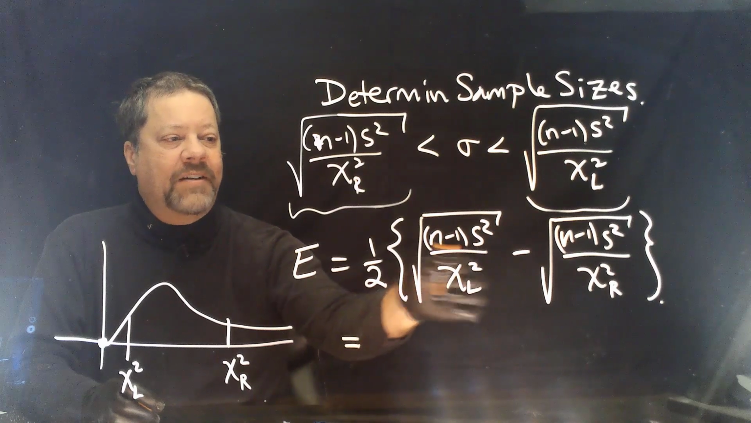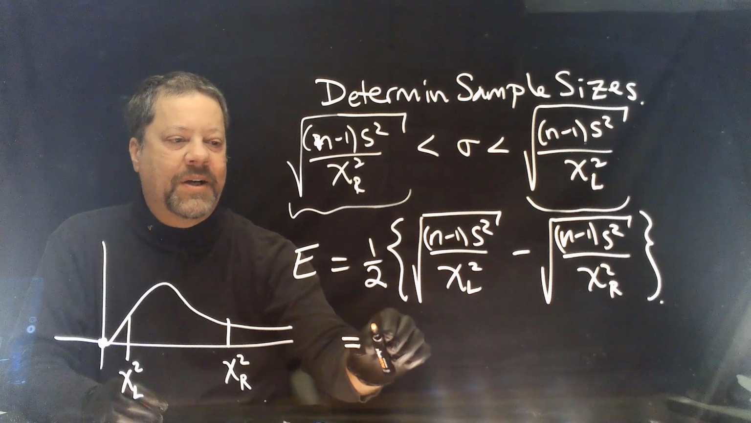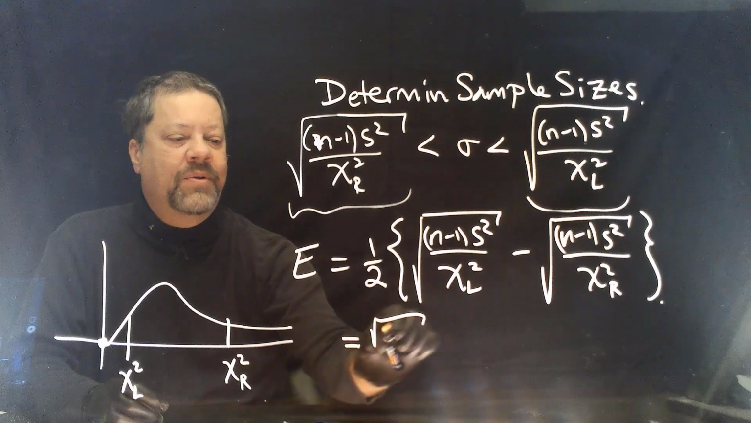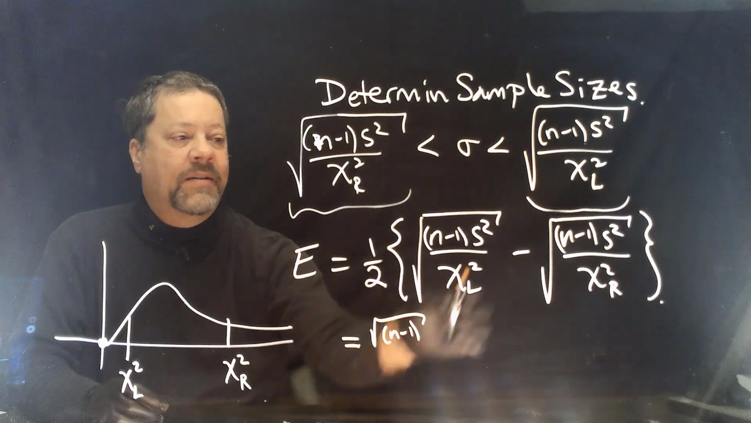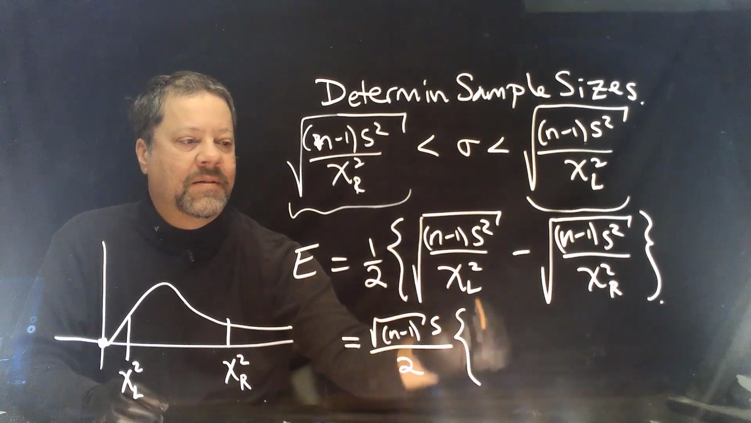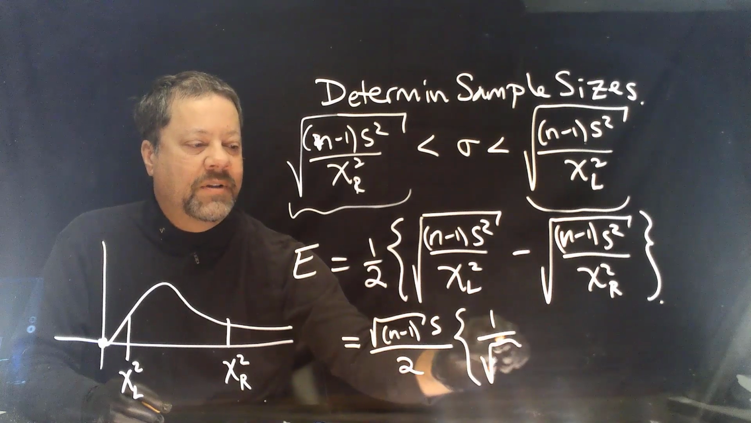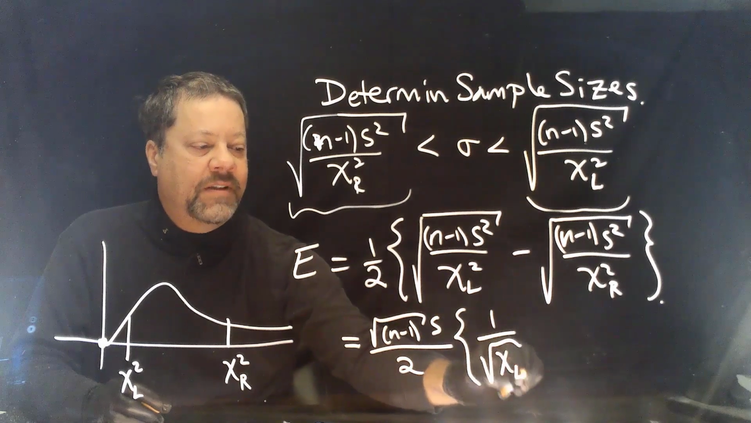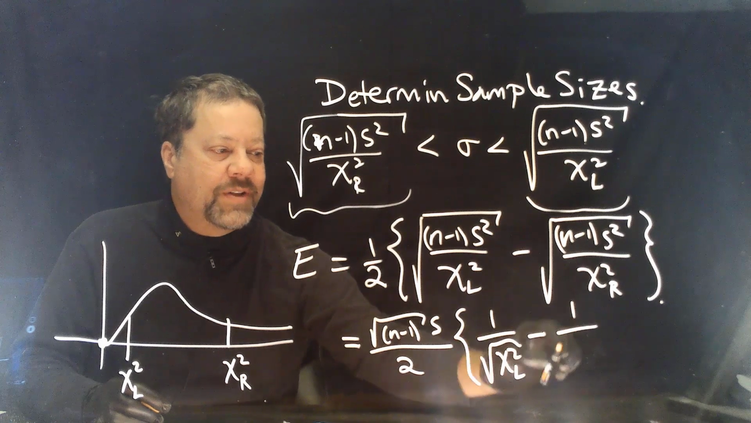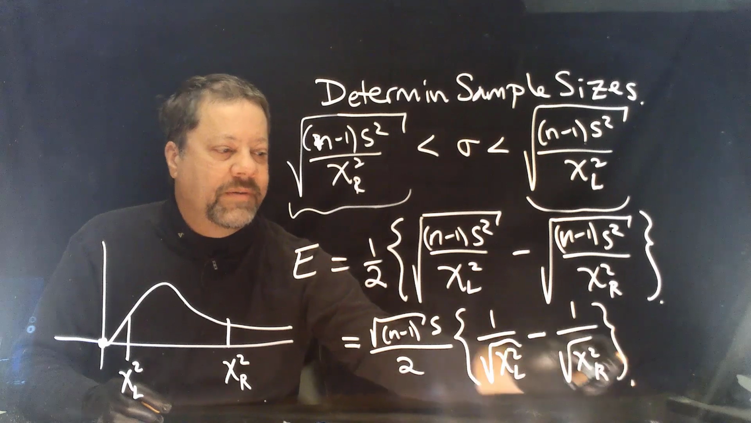We can factor the common numerator out of this expression. We'll have the square root of n minus 1. The square root of s squared is s. All that's left inside of the brackets here is 1 over the square root of chi left squared minus 1 over the square root of chi right squared.